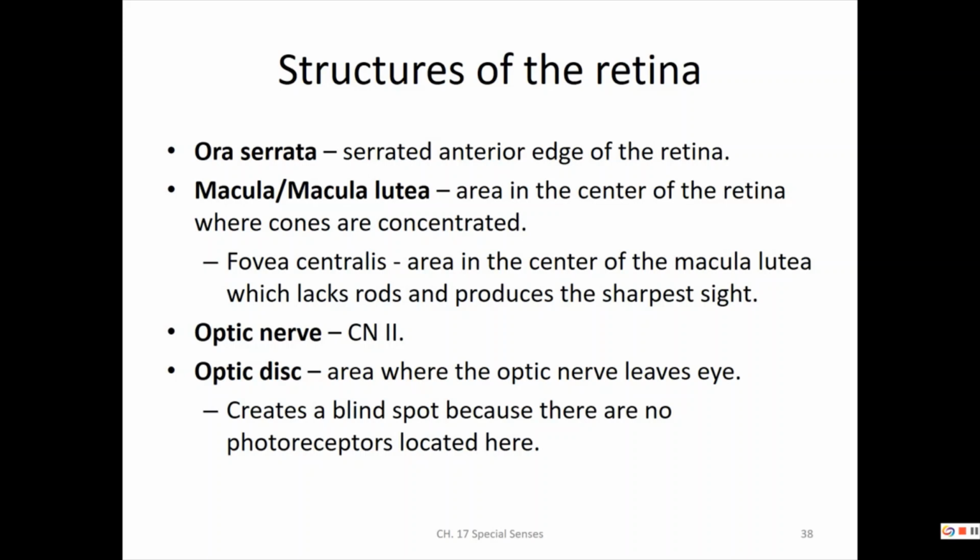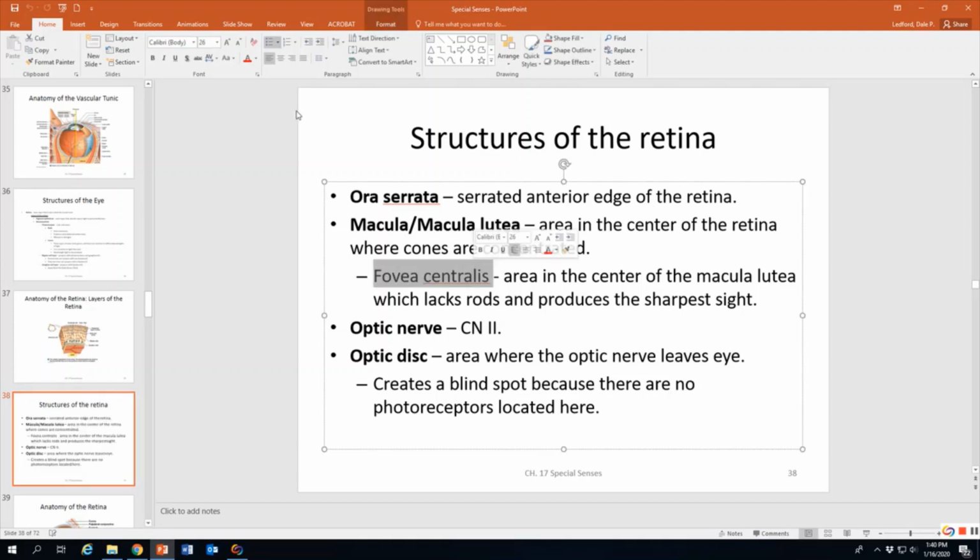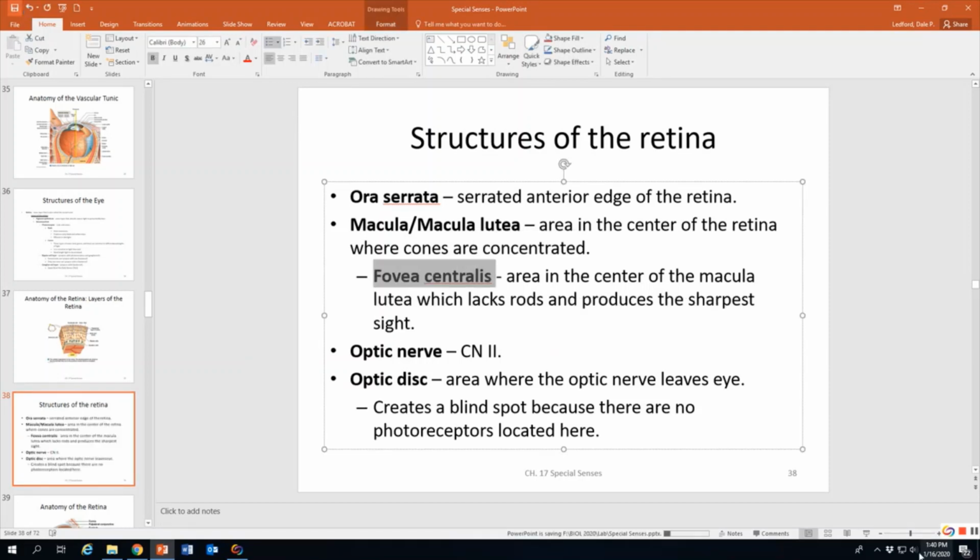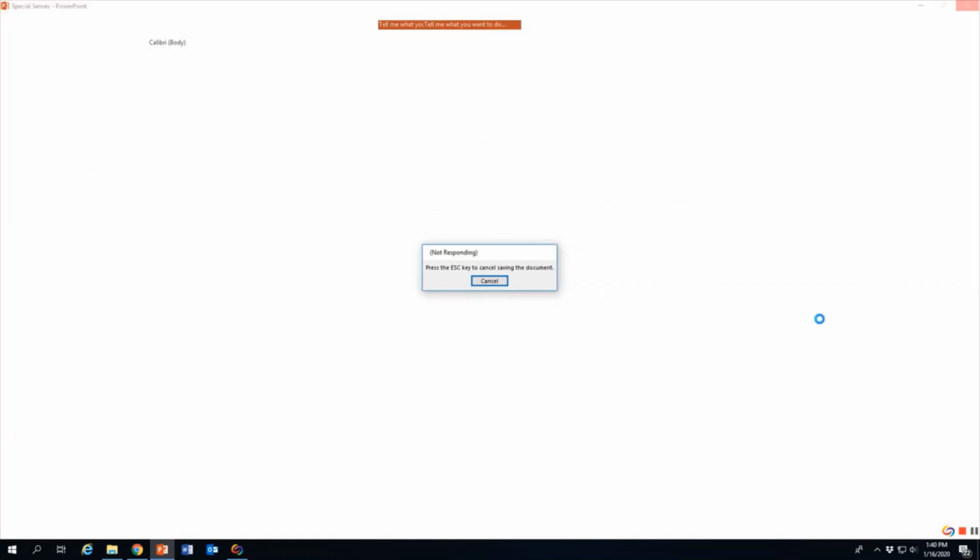Now, the macula lutea. I want you guys to think about the macula lutea as like a target. Now, in a target, and I kind of wish this was done here. Boop. In a target, what you have at the center is a bullseye. Well, what happens is your macula lutea is like a target.